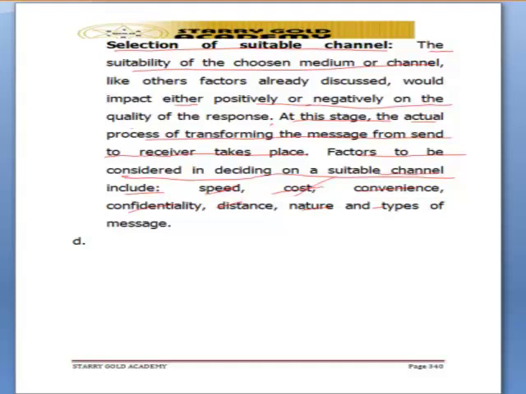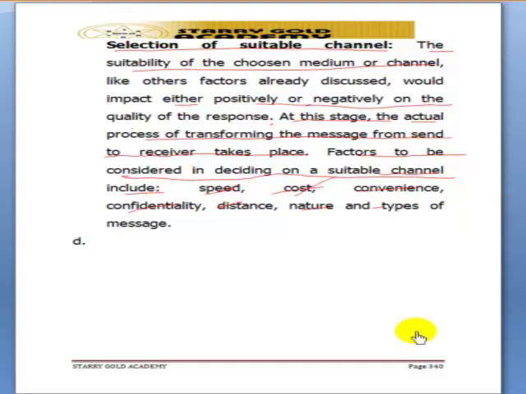You have to choose the channel before you talk of the other things. And the things to look at in choice of channel are what? The receiver, the speed, and some other things like that that make it important.